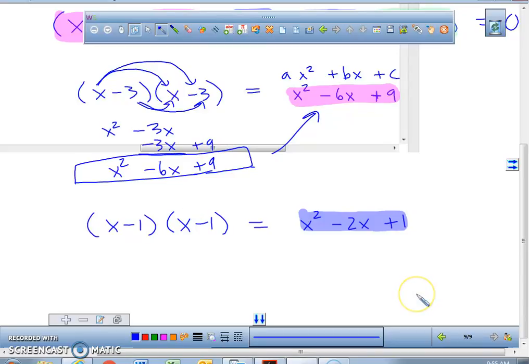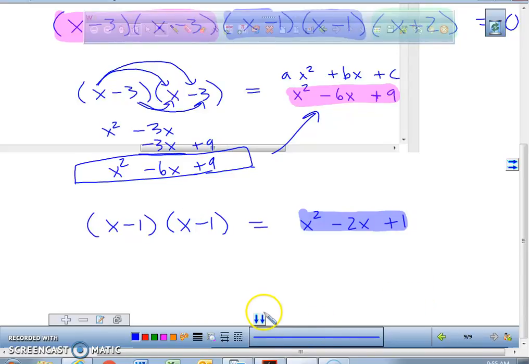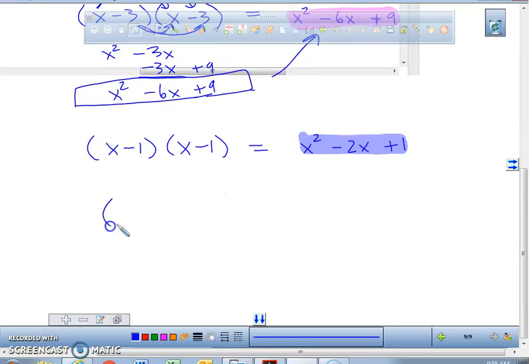Now, unfortunately, everybody, we have to do the FOIL method. So here's what we're going to have to do. We're going to have to take this x squared minus 2x plus 1. Put that in your journal. And we're going to have to take x squared minus 6x plus 9. And we are going to have to multiply those together.